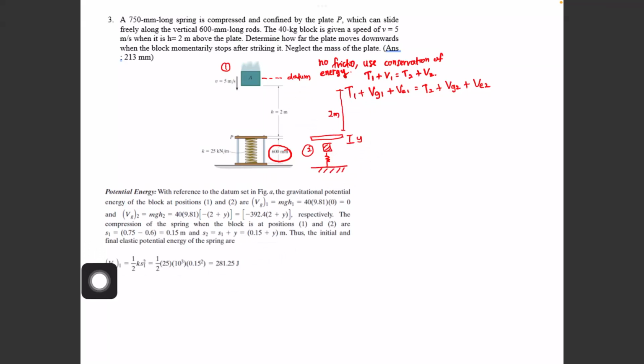Then the initial and final elastic potential energy of the springs are half ks squared. Remember, if the spring is linear, the expression is just half ks squared. If it is not linear, you need to integrate. You have half k and then s1 squared, you have 281.25. And for position 2, you have half ks squared too, only s2 is s2. This one.